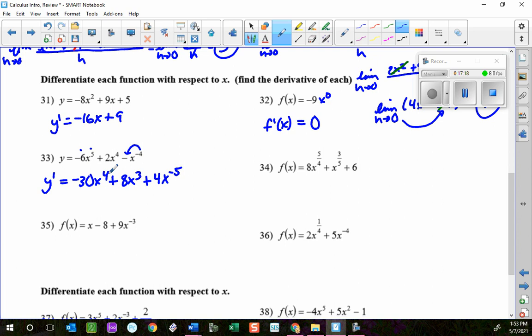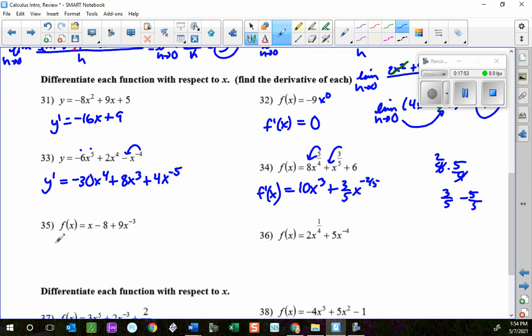All right, so we have some fractions coming up, so 5/4 times 8, so 8 times 5/4, 4 cancels out, makes 2, so I get 10, so it's 10x to the 3rd, plus 3/5 times 1, so 3/5, x to the, I need 3/5 minus 1, so minus 5/5. So 3/5 minus 5/5 is negative 2/5. And then the 6 disappears. So there's my derivative.